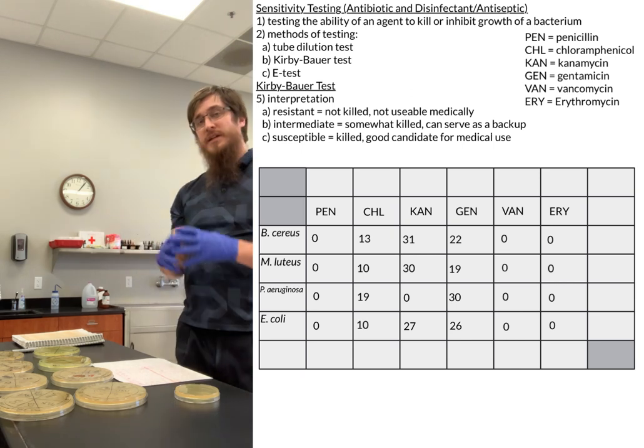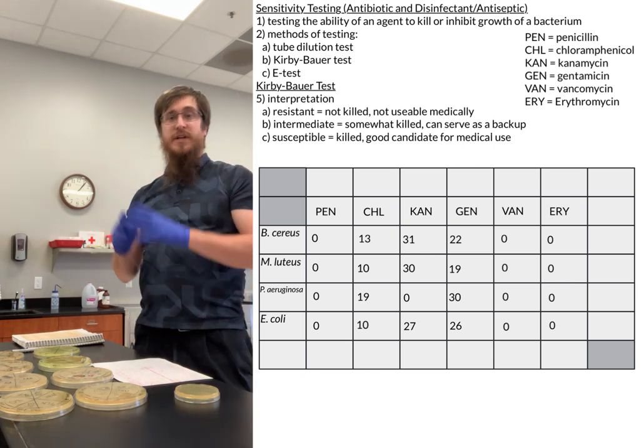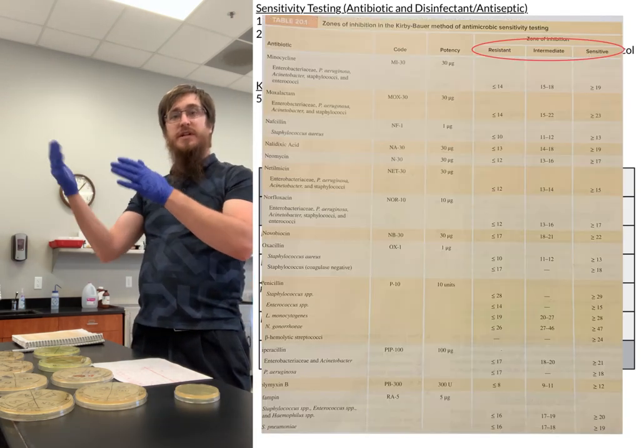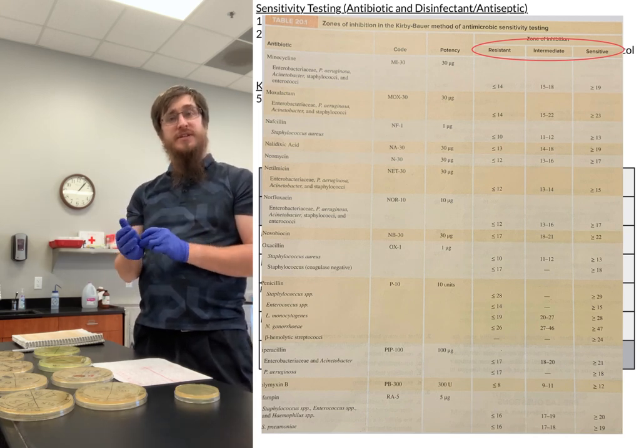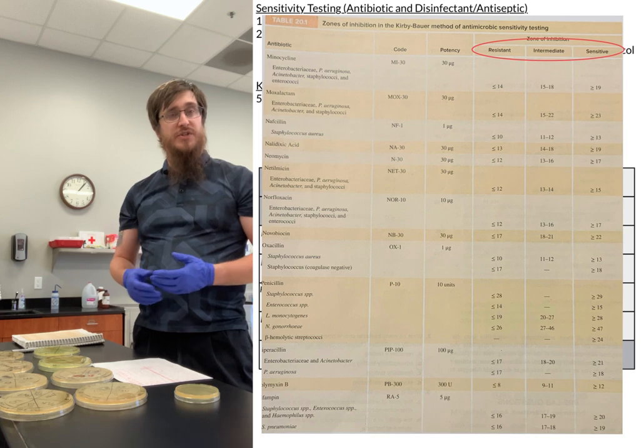So when we're looking at these specific items in our table, we have our list, which was resistant, intermediate, and susceptible, and then we find our specific antibiotic in this list, and then we can look at these different ranges.